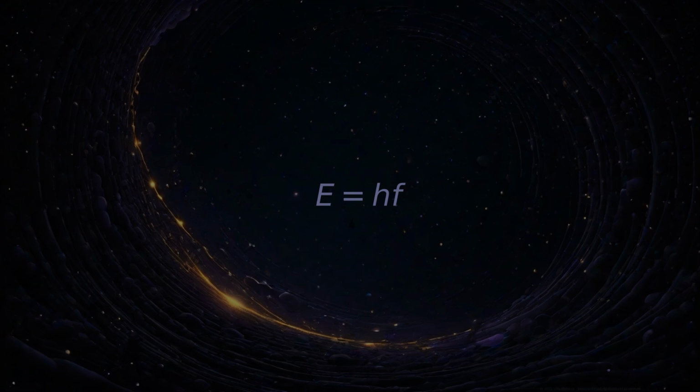Increasing the intensity means more photons per unit time, which means more electrons per unit time. But the energy of each individual photon, and therefore the kinetic energy of each individual electron, depends only on the frequency. This explains the second observation.